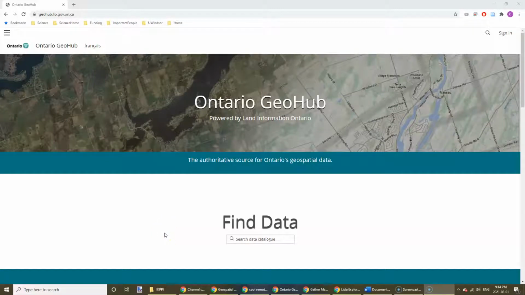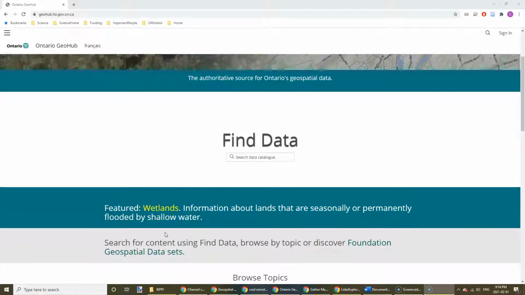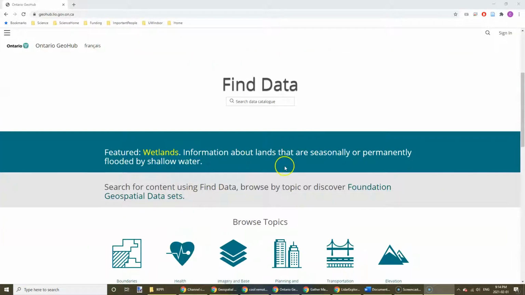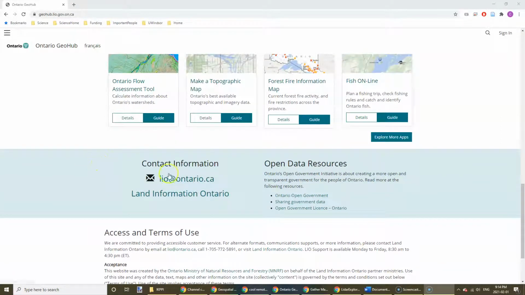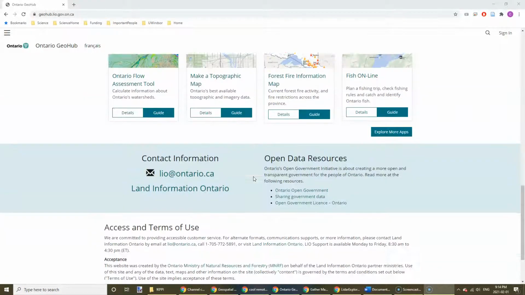If you are looking for Ontario-based imagery, there is something called Ontario GeoHub. This is by Land Information Ontario at the Ministry of Natural Resources. It looks like they've upgraded their website since last that I was here. But I believe you could try and contact them to provide access.